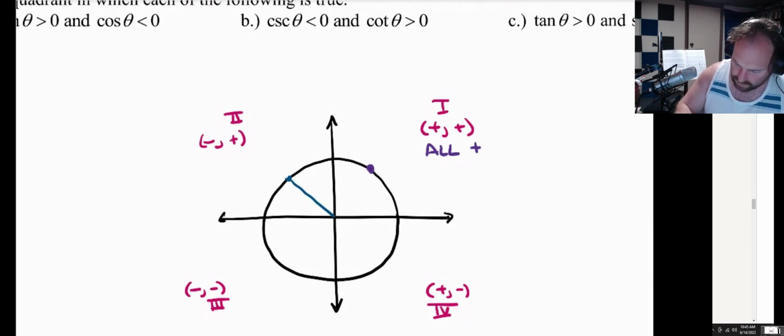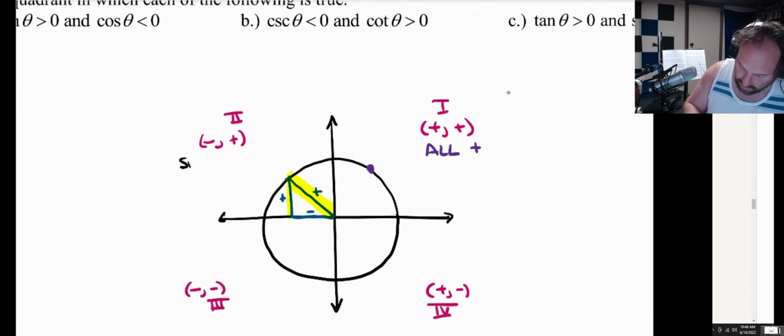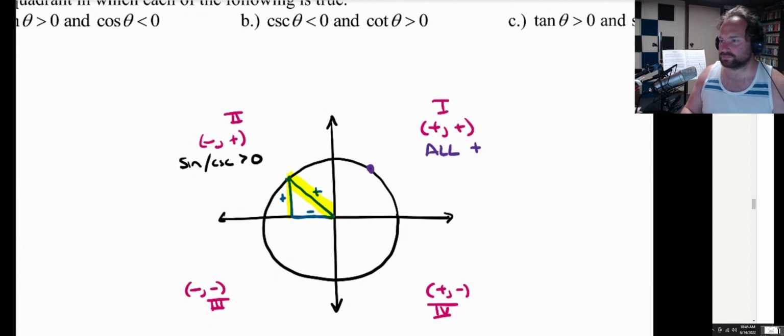In quadrant 2, what you have to remember about this right triangle is that the opposite side is positive, but the adjacent side is negative, and the hypotenuse is always positive. So what this means is that the only ratio that will stay positive is going to be the sine, since the sine is a ratio of the opposite to the hypotenuse. So sine and subsequently cosecant are greater than 0. Or I guess to be consistent, I'll say plus. Sine and cosecant are positive, everything else negative.